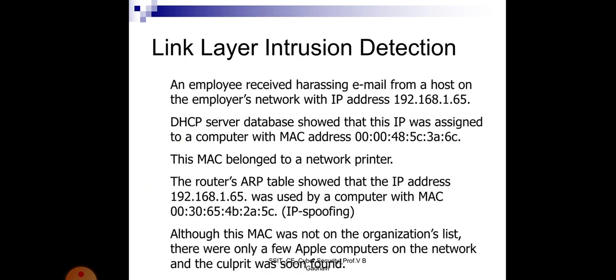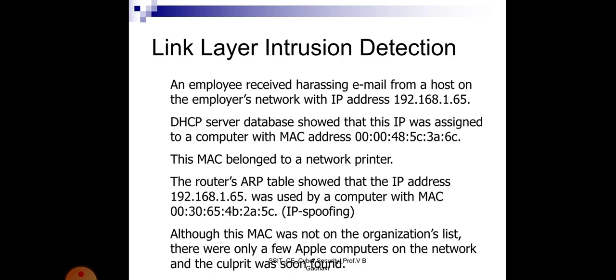An employee receives a harassing email from a host. This is an example on the employee's network with IP address 192.168.1.65. The DHCP server database shows that this IP was assigned to a computer with a MAC address. Here you see the MAC address 0048563860. This is an example. This MAC belongs to a network printer.